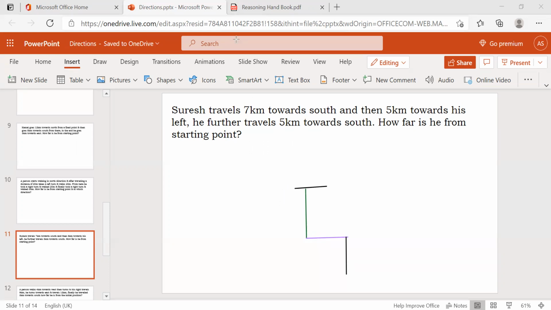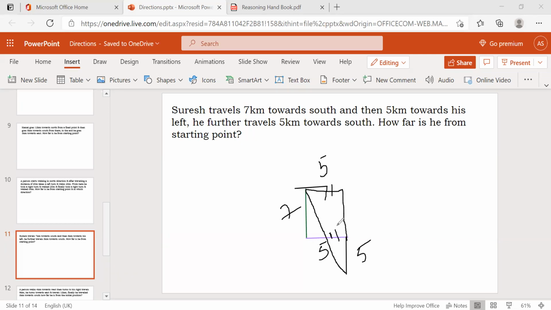Okay, this will be 7 kilometers and this is 5 kilometers and this is again 5 kilometers. Where is he now? From here to here we need to find out, right? So we require this length and this length also. What is this length? Same as this one only. We know this one and this one will be the same. So 5 only.